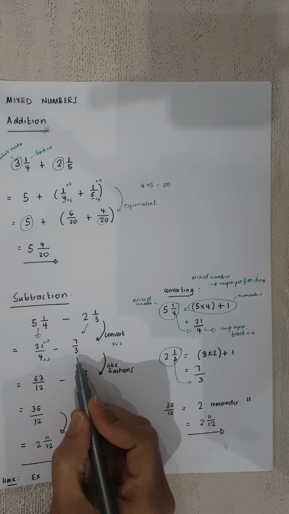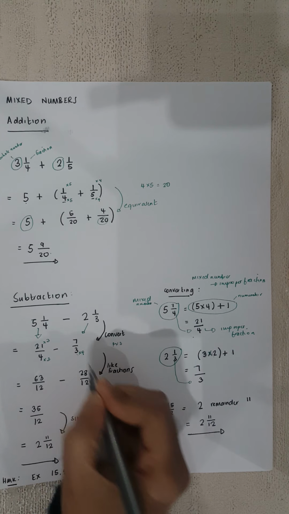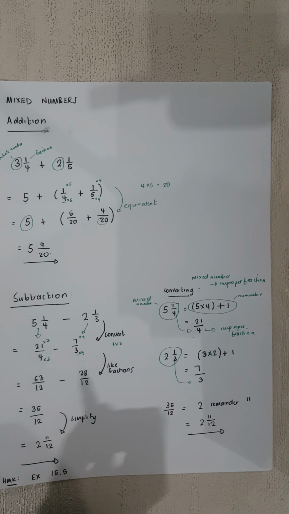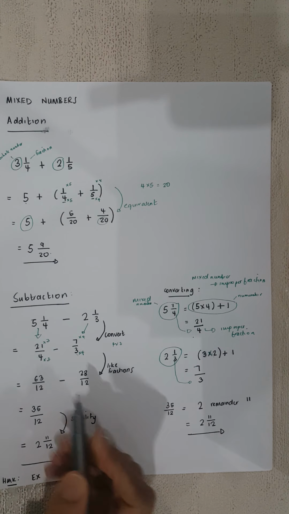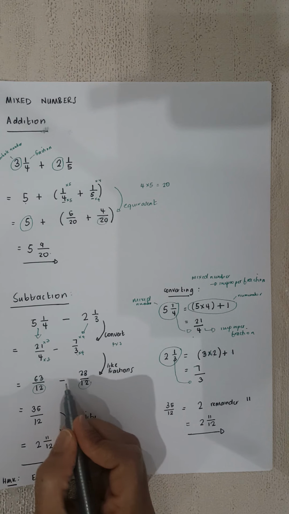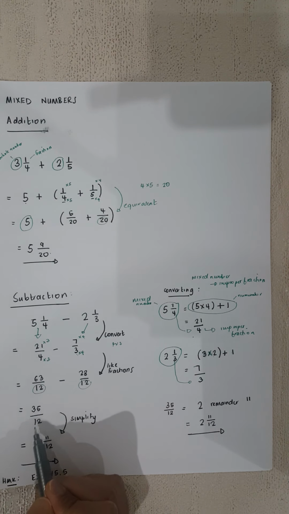So what did I do to my denominator here to get to 12? I've multiplied it by 4, so I need to multiply the top by 4. So 7 times 4 is 28. Now I've got like fractions. Can you see my denominators are the same? And I can subtract now. So 63 minus 28 gives you 35 over 12.